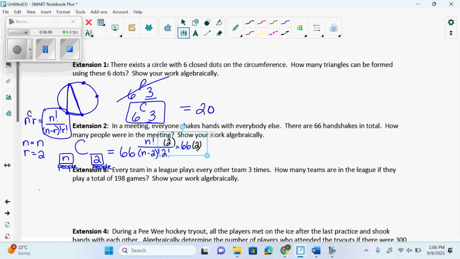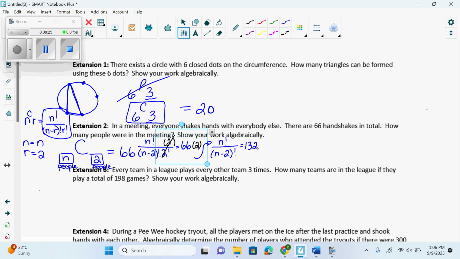Some people will say, well, why do you multiply by 2 instead of 2 factorial? They're the same. That's why. Okay. Blue box, you stay. You do you. All right. So then we have n factorial over (n minus 2) factorial equals 132. Right? 66 times 2 is 132.